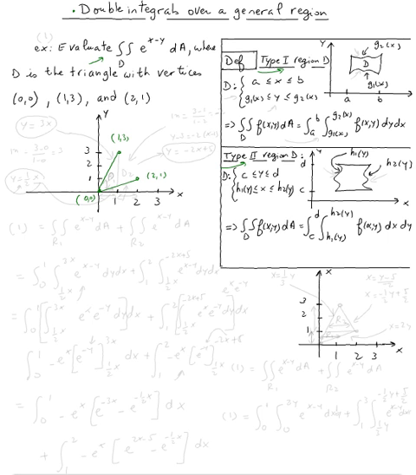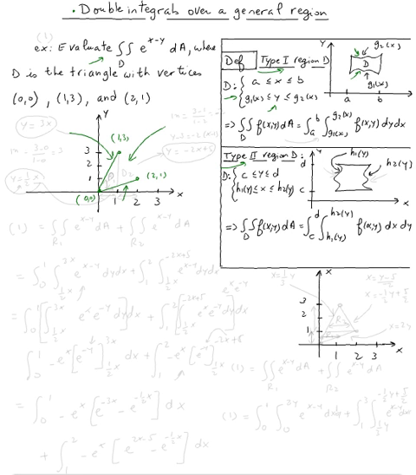For type 1, we want x to go from a to b, and then y goes from g1 of x to g2 of x. In other words, it goes from this function to this function, the upper one. But here we have a problem. On the bottom, we have one function, but on the top, we have two. We have this one, and we have this function.